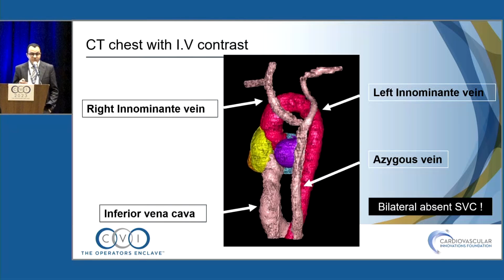Apparently this patient has bilateral absent superior vena cava, and the whole venous drainage of the body went back to the heart through the inferior vena cava. Now we understand why this patient has long-standing lower limb edema and why he has a dilated IVC in his echocardiogram. And we understood why the pacemaker wire every time went to the abdomen and nothing entered the heart.